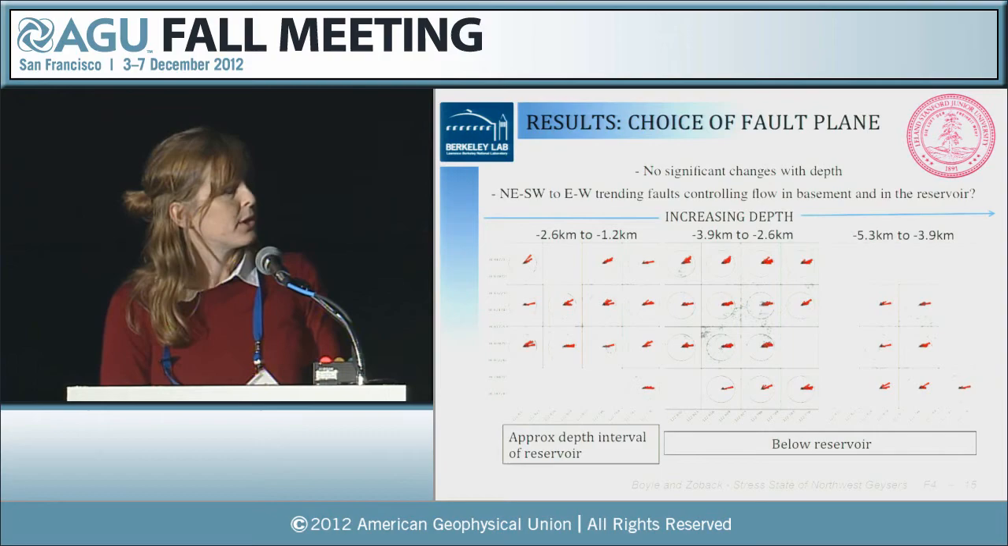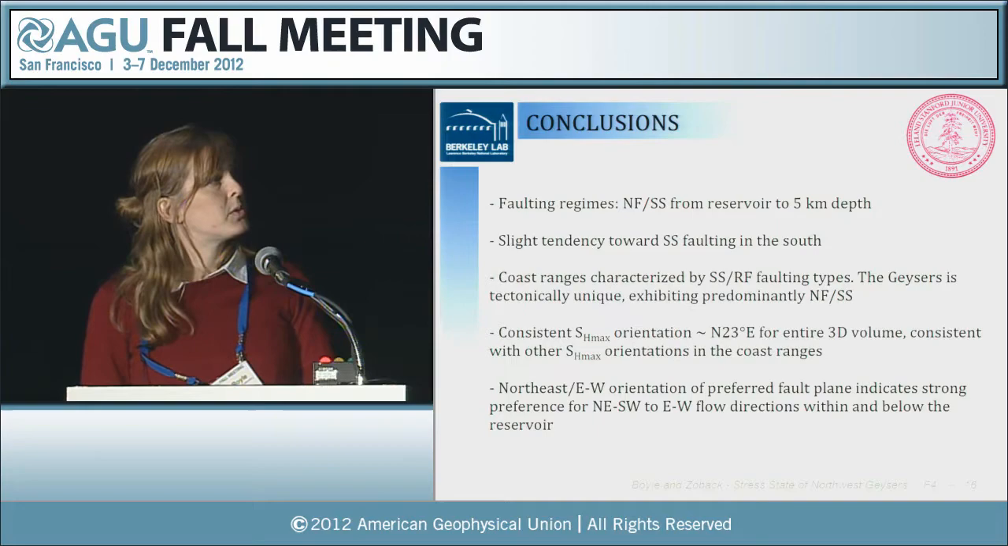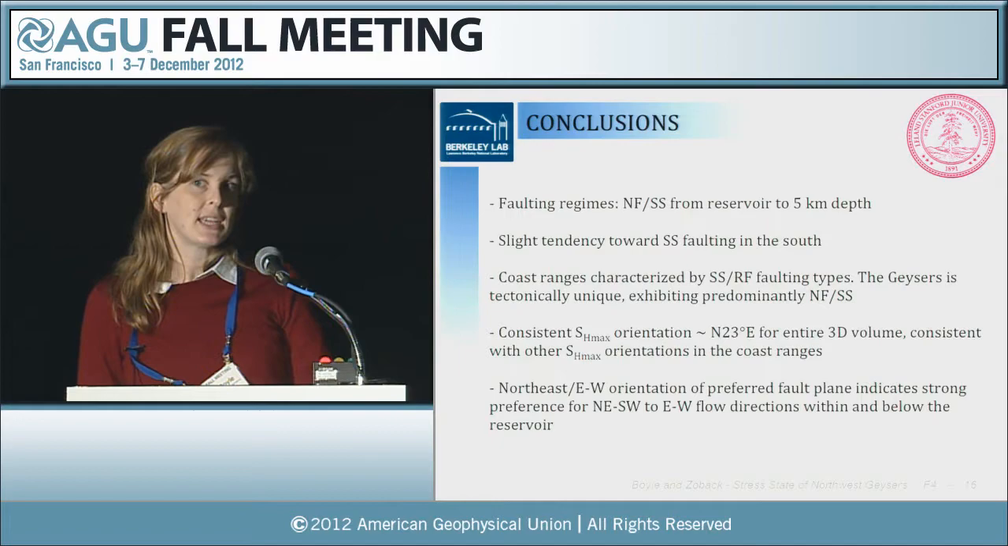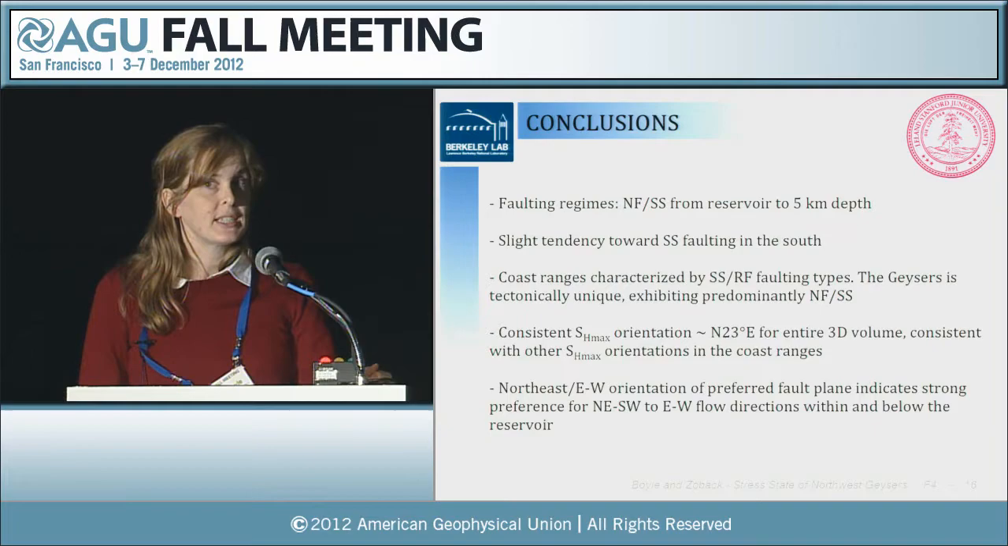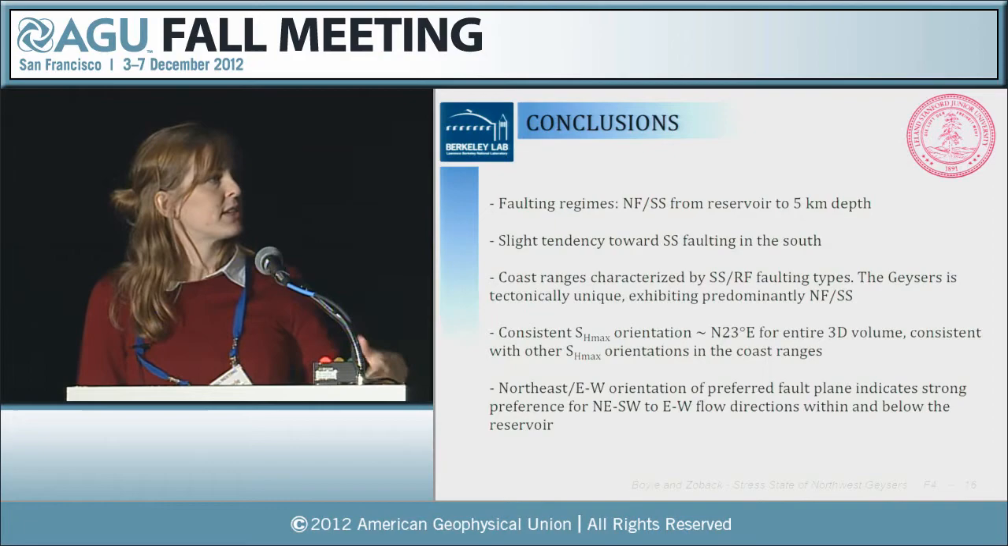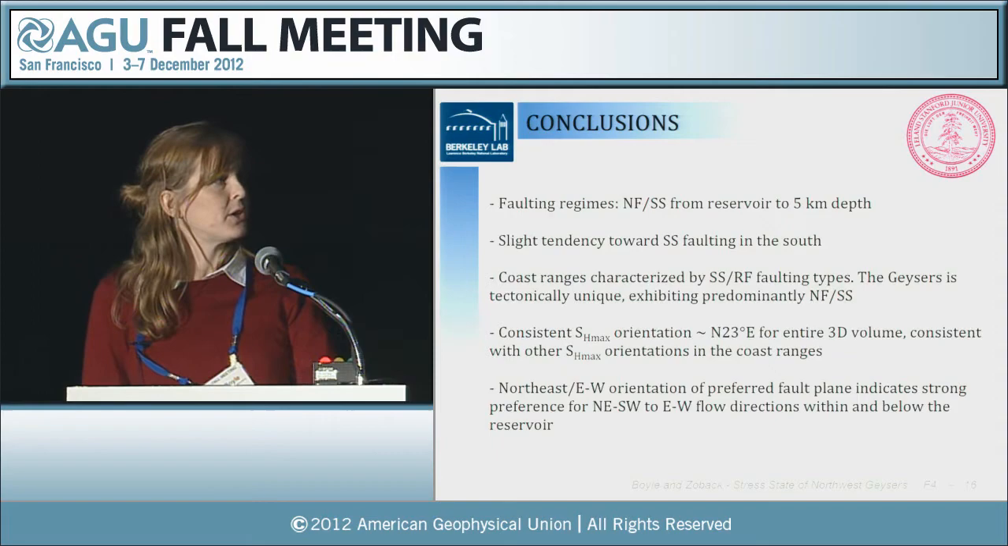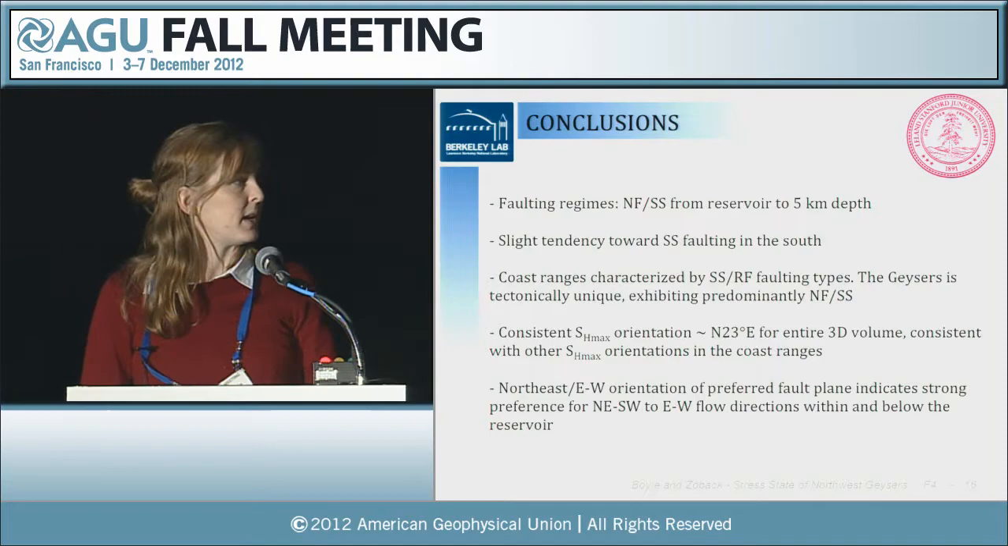So the conclusions are: the faulting regime in the Geysers is one of normal faulting and strike-slip faulting from the reservoir down into the basement at about 5 kilometers depth. There is a slight tendency towards strike-slip faulting in the south in the reservoir interval. While the Coast Ranges are characterized by strike-slip and reverse faulting, the Geysers is tectonically unique, exhibiting extensional tectonics, normal faulting and strike-slip faulting. We've obtained a consistent SHmax orientation of about N23°E for the entire 3D volume, and this is consistent with other results obtained in the surrounding region in the Coast Ranges.